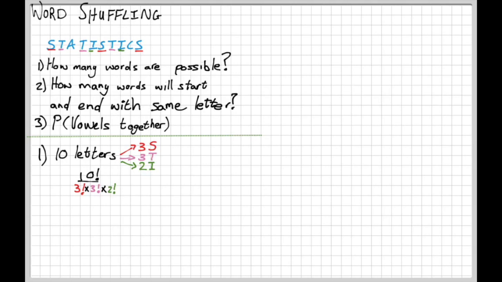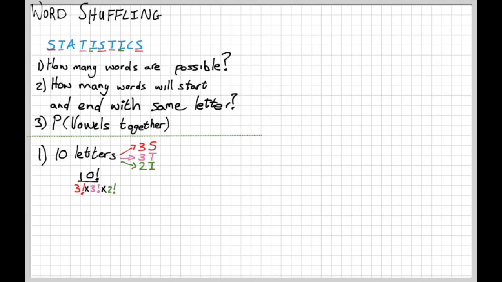Now question 2 is where the fun really starts. In this question it says: how many words will start and end with the same letter? So I basically have 3 options. Either my shuffled word can start with an S, a T, or an I. But then it also has to end with that same letter.